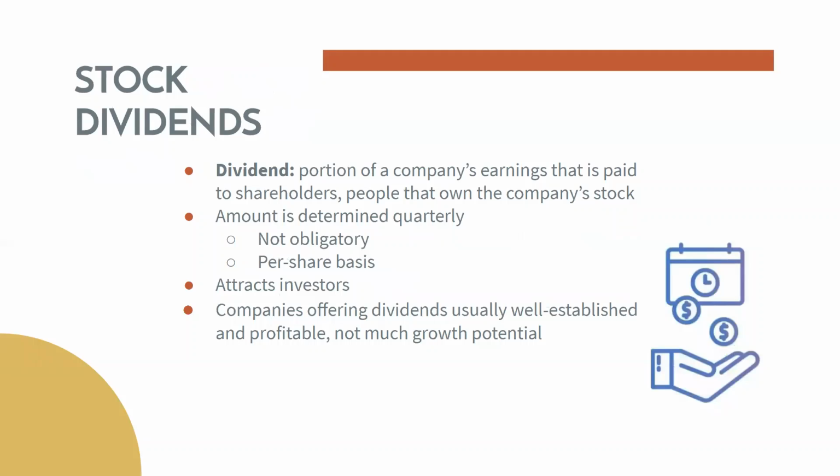So a dividend is a portion of a company's earnings that is paid to shareholders. The dividend amount is determined by a company's board of directors every quarter, and it's not obligatory. This means that if the company is not doing so well, they can stop giving dividends to their shareholders. Dividends are given on a per share basis, which means that the more shares you own of a stock, the more money you will receive in the form of dividends. Dividends are made to attract investors, so companies with low growth are typically more likely to offer dividends to their shareholders.